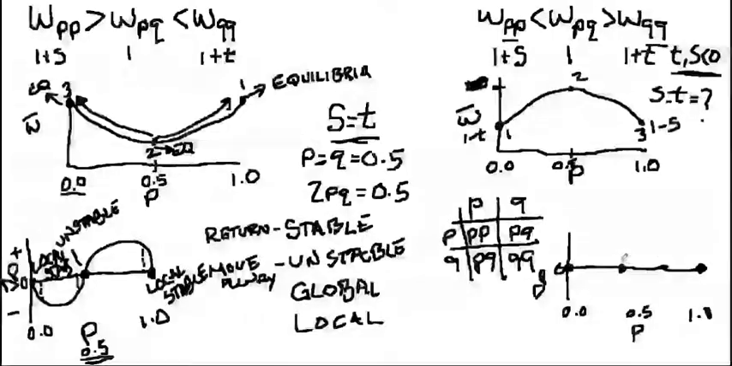And why is it an equilibrium when we're at p equals 0.5? Well, remember, selection is Sisyphusian. It can only move uphill.